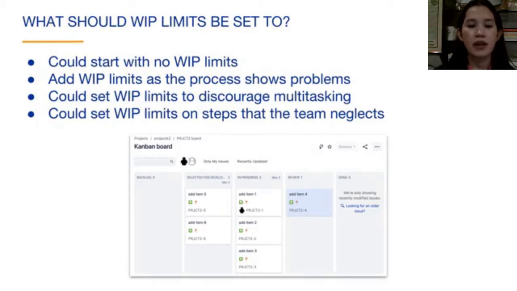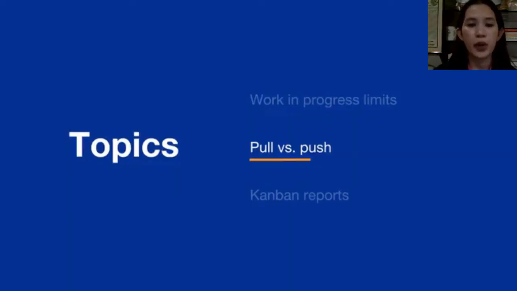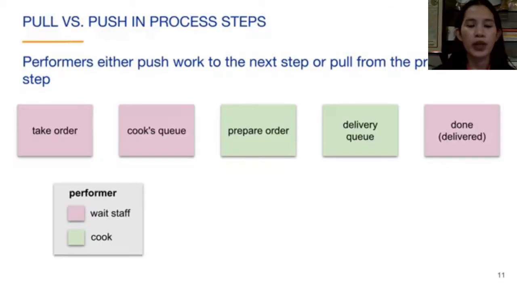Next, we will discuss pulling versus pushing work. The performer of a step in a workflow either pulls the work from the previous step or has the work pushed to them. If we go back to our example workflow where a restaurant takes and delivers orders, we can see that sometimes the work is pushed and sometimes it is pulled.